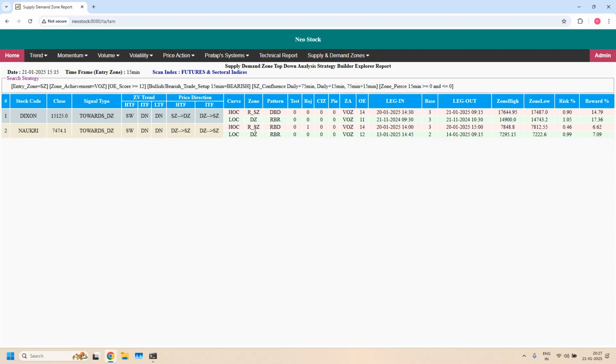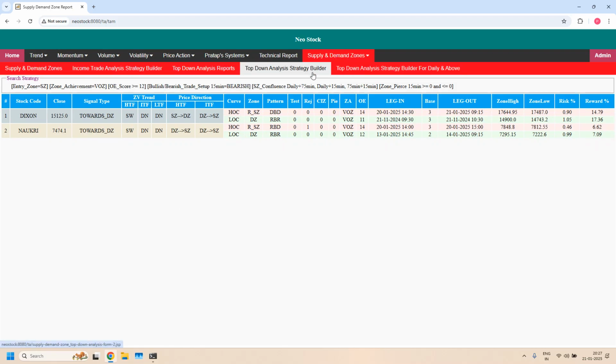In both these stocks, these 15-minute supply zones are part of the 75-minute supply zone. Both together again part of the daily supply zone. Daily trend is sideways, so no need to look for daily EMA confluence because that does not give any extra advantage. So this is about bearish trade setup for daily income trade.